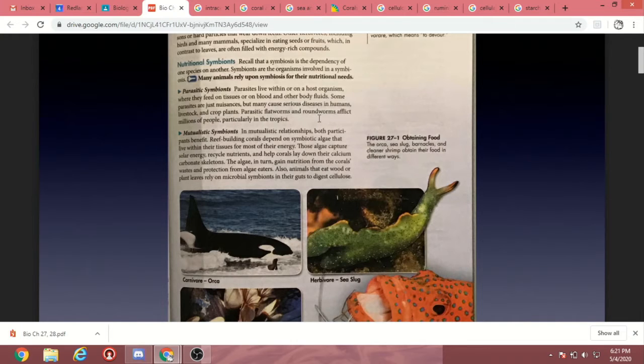Some end up actually killing the organism, even though that wasn't the parasite's original intention, like parasitic flatworms and roundworms. Well, they afflict millions of people, particularly in the tropics. I wouldn't say that always kills people. A lot of people survive when they have parasitic flatworms, but it could be deadly. It could be deadly because they're eating your nutrients and you become malnourished. Okay, so if you don't get it treated right away, you could end up dying. But the point is, the intention is not for parasites to kill the host.